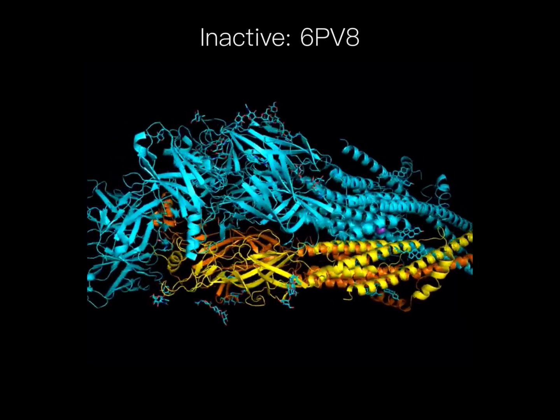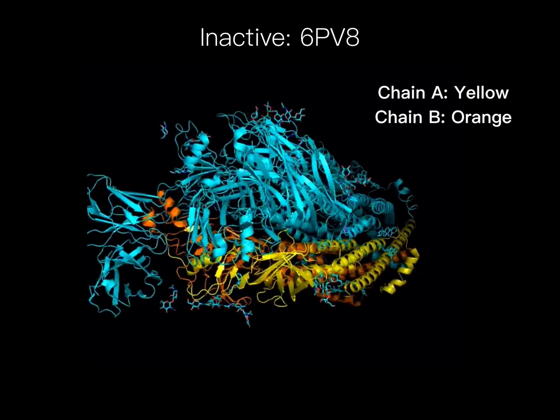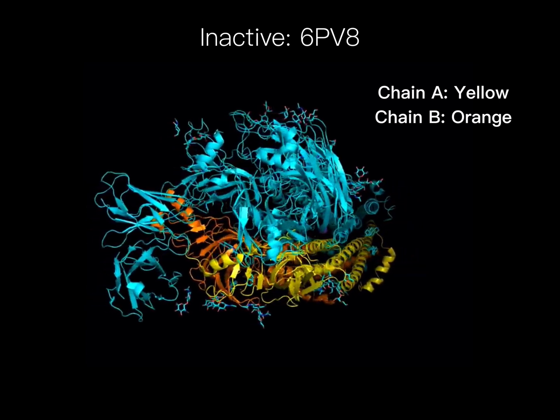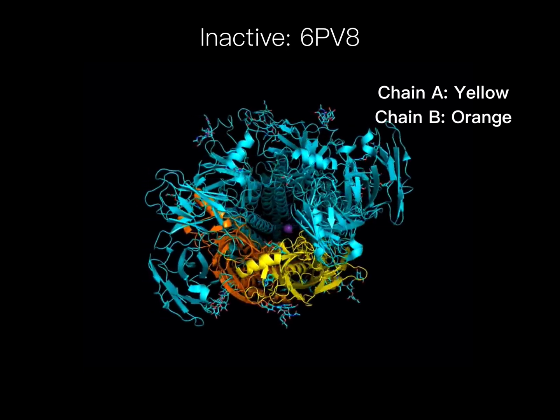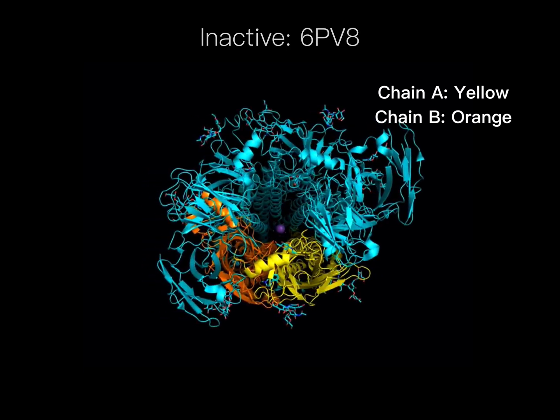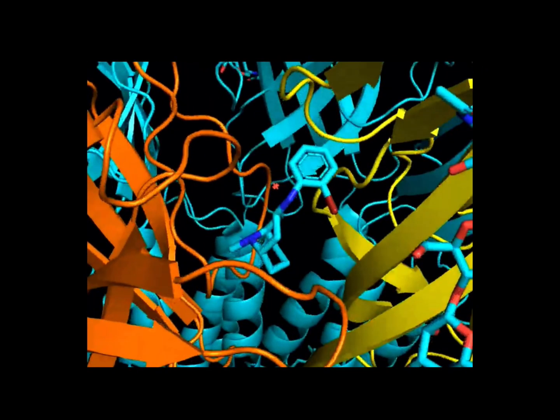In the inactive conformation, 6PV8, the receptor is color-coded with yellow representing chain A and orange representing chain B. This helps visualize different structural elements within the receptor. In the inactive conformation, the active site residues, including residues from the transmembrane helices and loops, are oriented to bind ligands, but are not in an optimal position for catalysis.